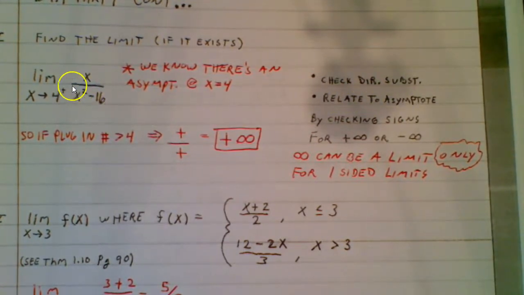So because we know there's an asymptote right here, again, now we're just checking the signs to see if it's headed towards positive infinity or negative infinity as it approaches that asymptote. And again, here's kind of a key on this: we're only using positive or negative infinity as a limit if it's a one-sided limit. So it's got to be a plus or a minus right here in order for that to happen.